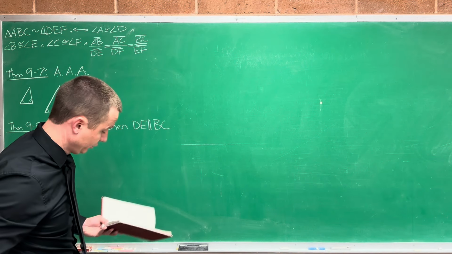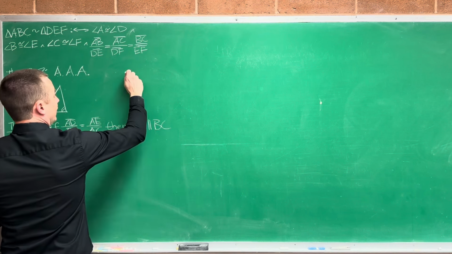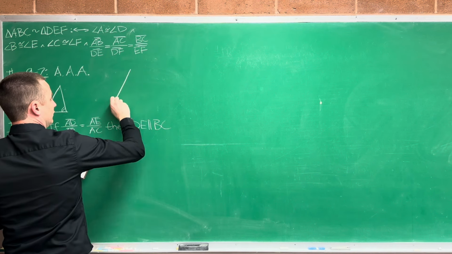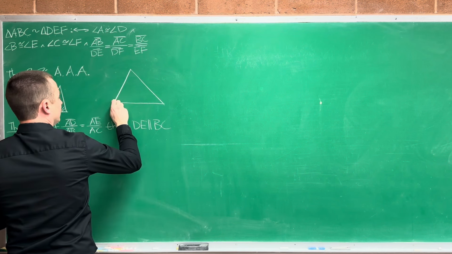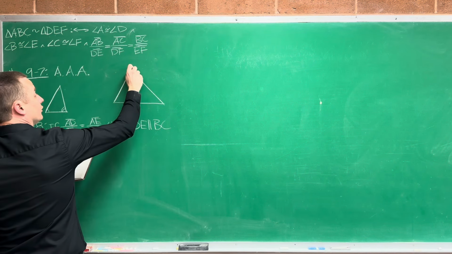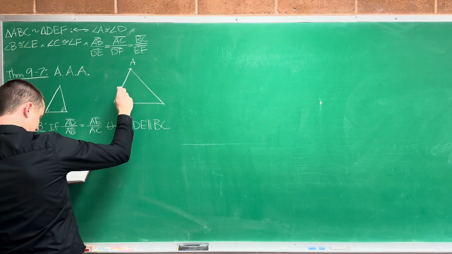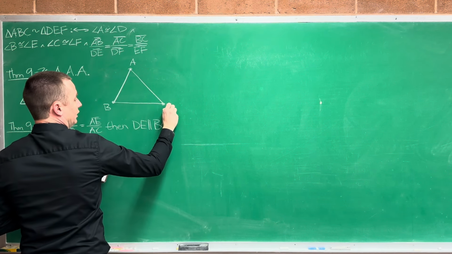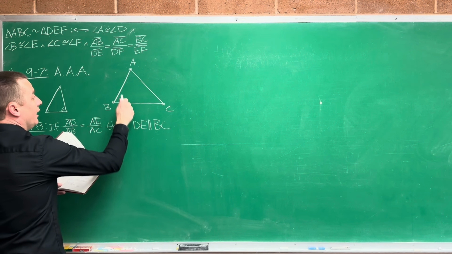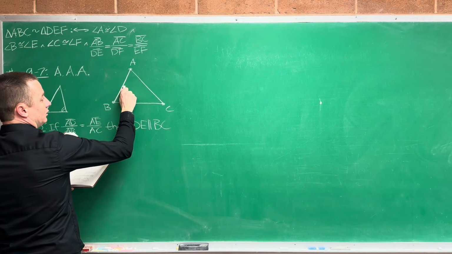We'll scribble it right here real quick. So the picture that the author gives us is something like this. He calls the top point A. He calls the bottom point B. This point C. So we've got this triangle ABC, and then we add a line to it.